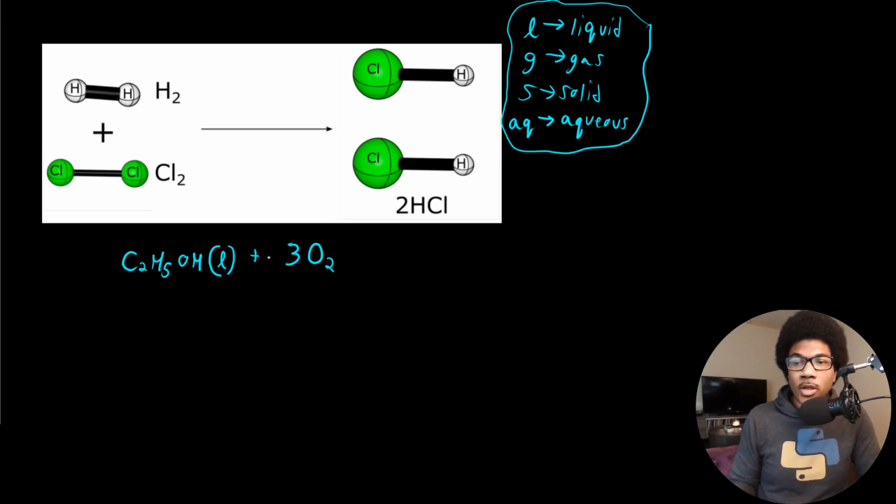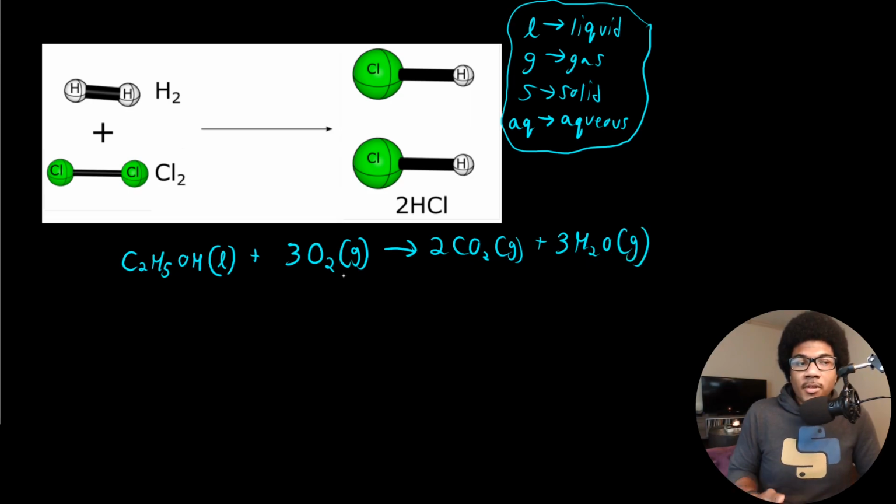So in order to combust, ethanol is going to react with excess oxygen as a gas, and that's going to produce carbon dioxide gas and H2O gas, so water vapor, right? And so this is the combustion of ethanol with each of the compounds labeled appropriately as in which phase would be involved in the process, right?